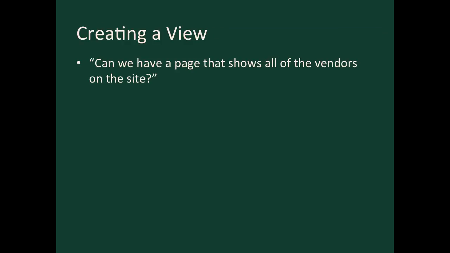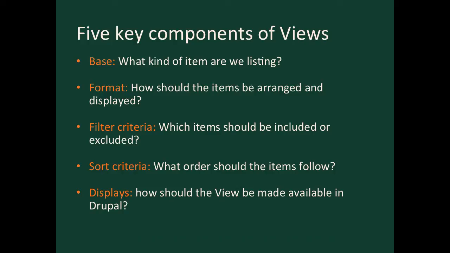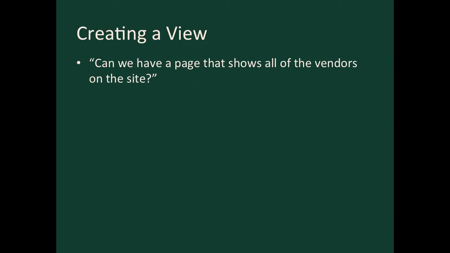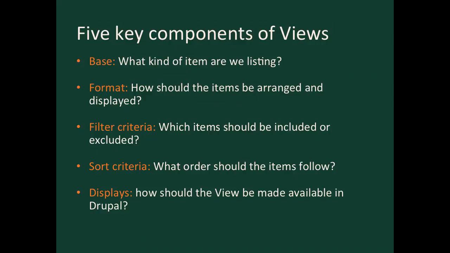So, if the scenario is a farmer's market, it's reasonable to say that one of the things that somebody would ask you is, can we have a page that shows all of the vendors on a site? I don't know, can you? Let's return back to the 5 key components of a view to determine how we can answer that question. So, yes, I think we can do that, but it behooves us to make sure that we know what that means. So we want to create a view that is a page of vendors. Let's figure out if we can fill out these questions.